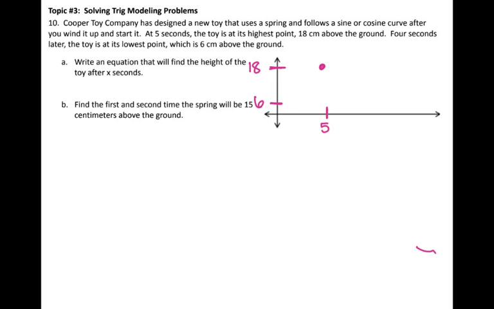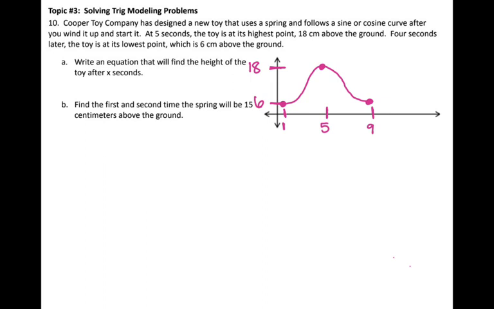And then 4 seconds later would be 9 seconds. 4 seconds later, it is at its lowest point, so at 6 centimeters. And instead of continuing to go to my right, I'm going to go to my left because that's going to help me as I solve my equation later on. So if I go 4 seconds later and that's 9 seconds, I'm going to go 4 seconds before, and that's 1 second. And my graph is also at its lowest point. So here is the graph that I'm going to use to be able to answer this question.